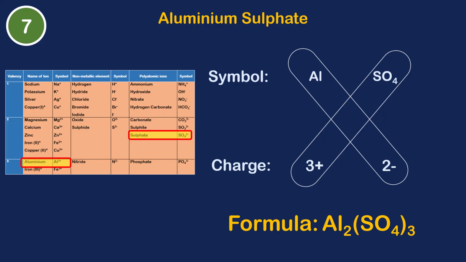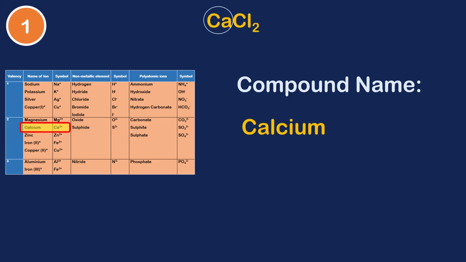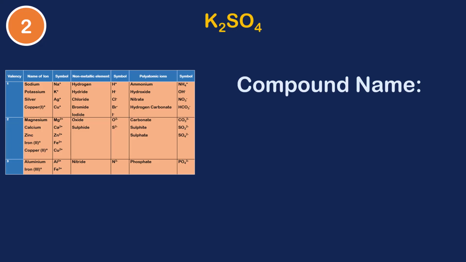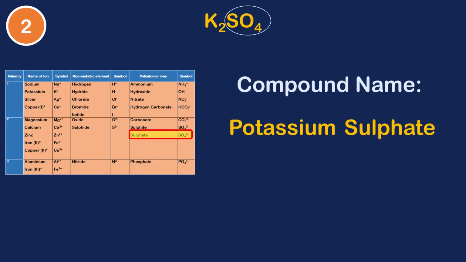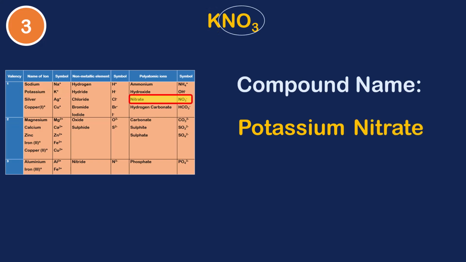Okay, what about the reverse situation? Can you name a compound by looking at the chemical formula? Let's give it a go. CaCl2. Ca is calcium and Cl is chloride. So the compound name is calcium chloride. What about K2SO4? K is potassium and SO4 is sulfate. So potassium sulfate. KNO3? Again, K is potassium and NO3 is nitrate, potassium nitrate.